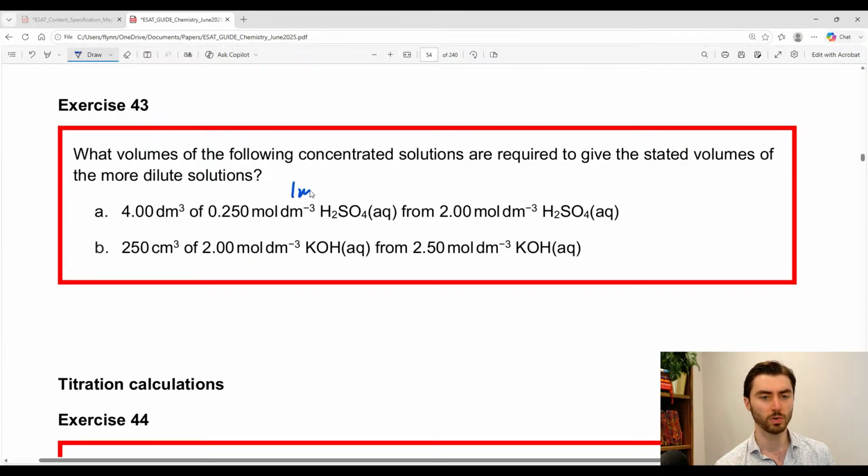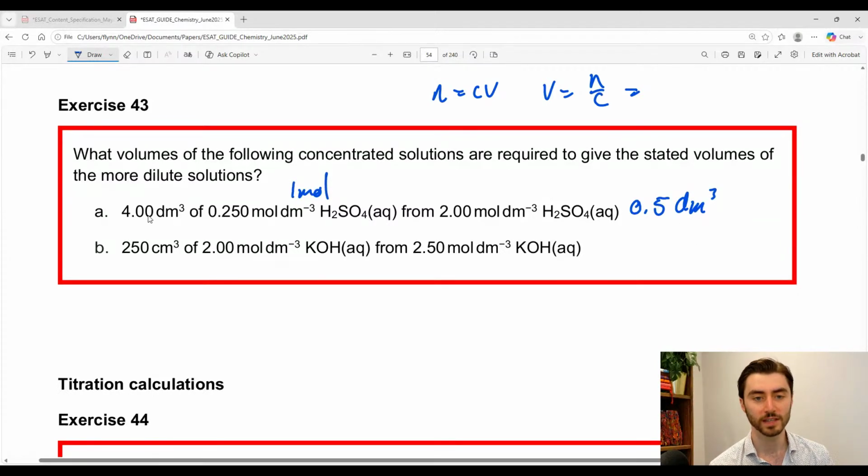So we want 1 mole. So to get 1 mole out of that, well, n equals CV. So the volume is n over C, which is 1 mole out of the 2. So we need 0.5 decimeters cubed. And then we dilute it with 3.5 decimeters cubed of water.